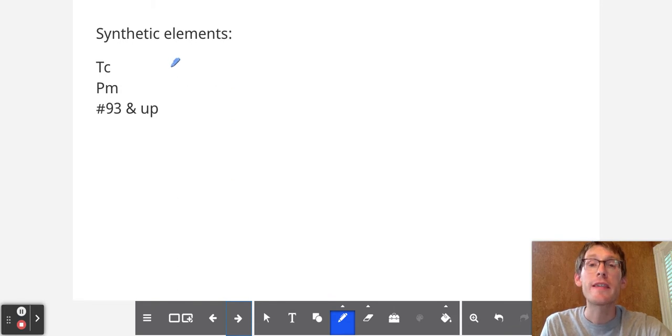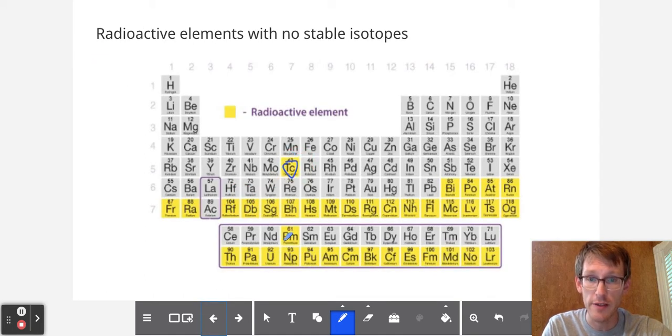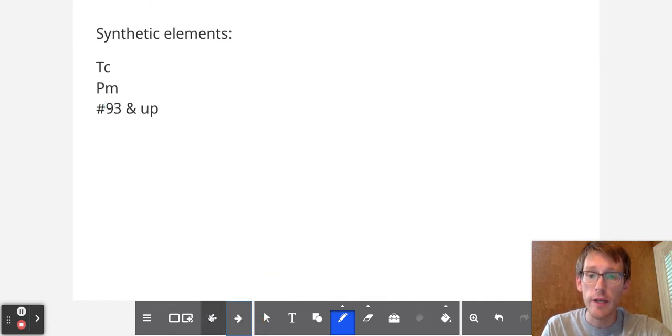Moving on, there are synthetic elements that only exist as human-made elements, and they are technetium and promethium, which we already mentioned in the previous slide, these two. And then anything 93 and up.